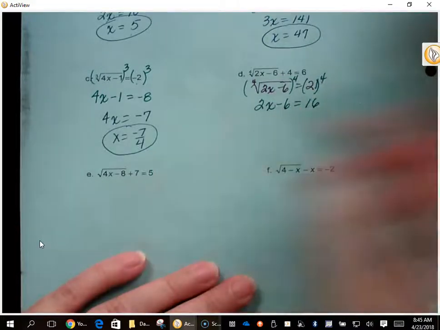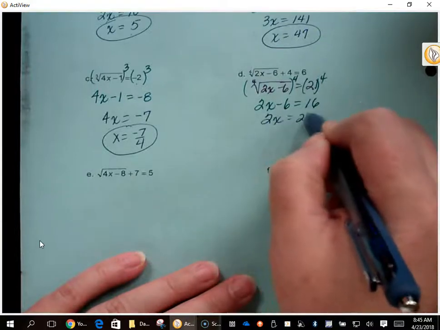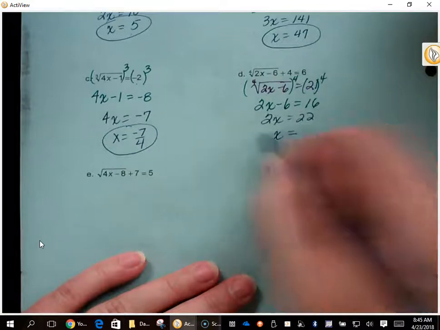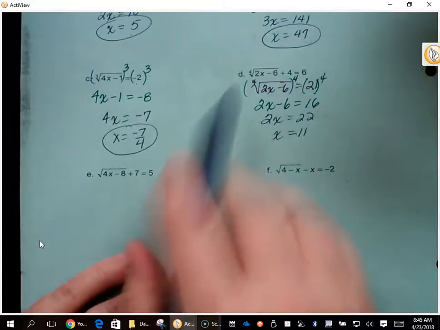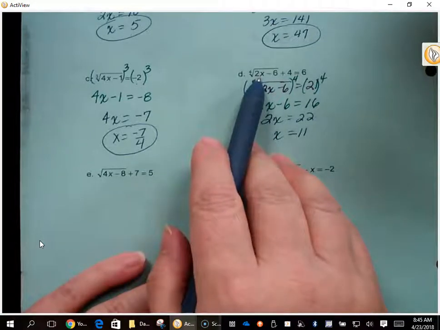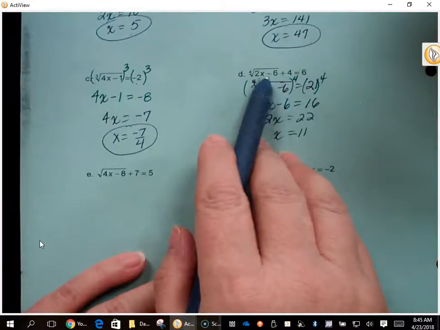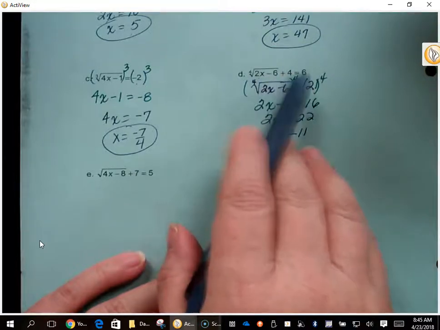And we solve. So we add 6 to both sides, so 2x is 22. And then we divide both sides by 2, which gives us 11. And now we check. 2 times 11 is 22. 22 minus 6 is 16. The 4th root of 16 is 2, and 2 plus 4 is 6.